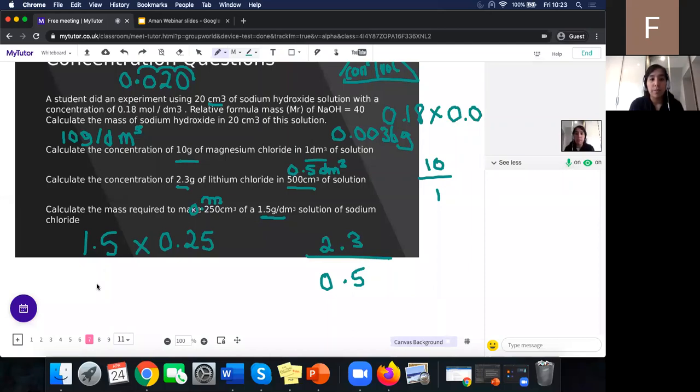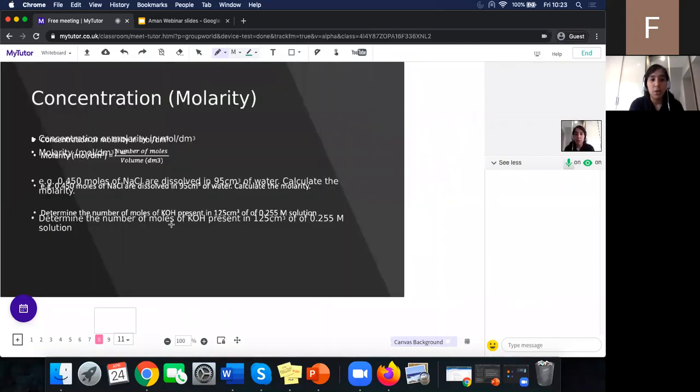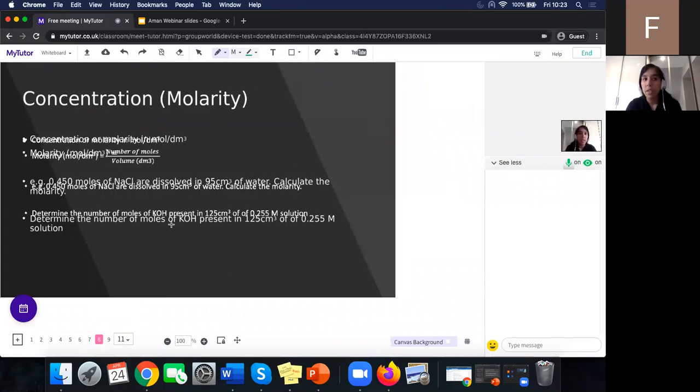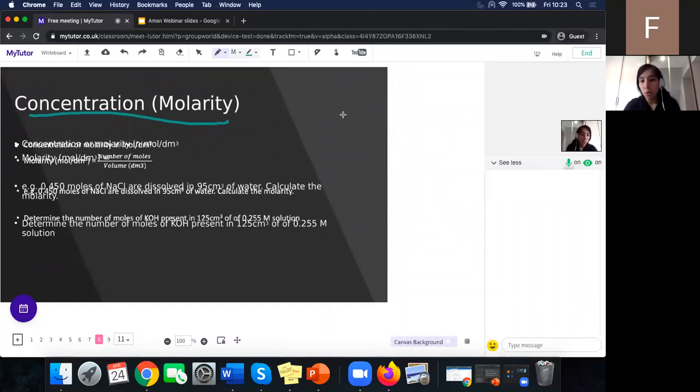Okay, let's go on to the second concentration question. Again, sorry about the slide. So the second concentration question is molarity. Molarity is essentially using moles now instead of the mass. So it's exactly the same question, same equation. So it's the concentration equals the number of moles divided by the volume. So instead of the mass, we use the moles.